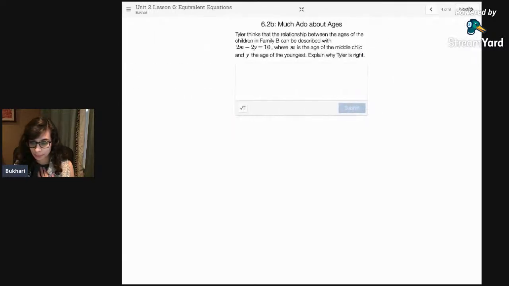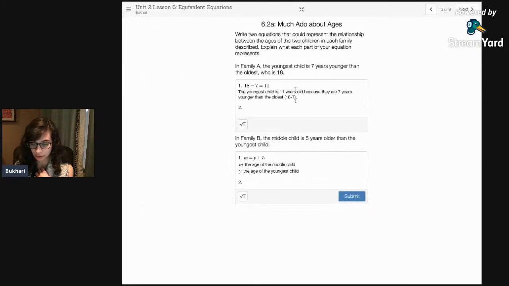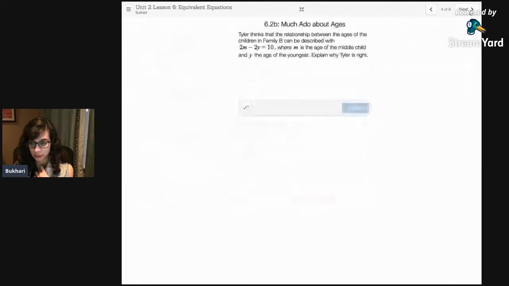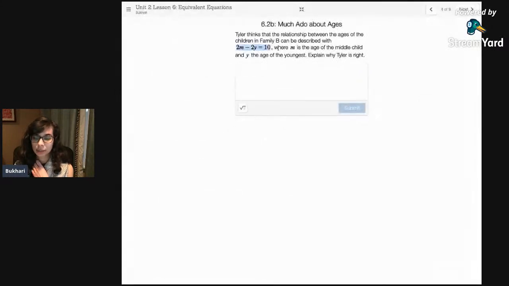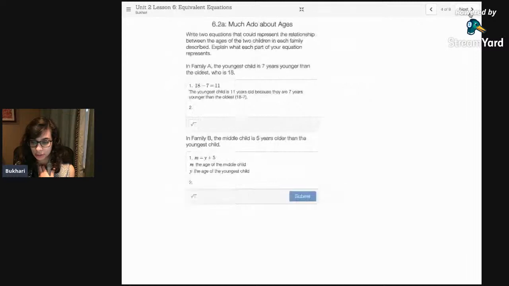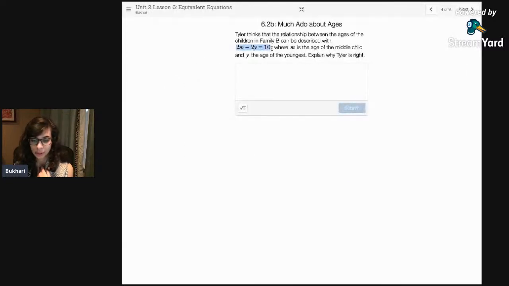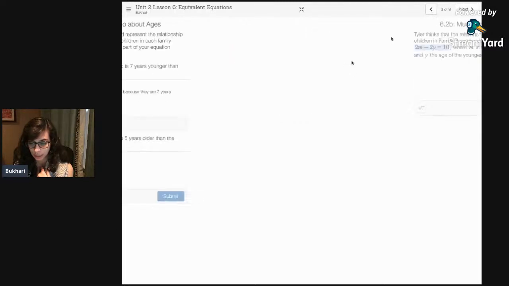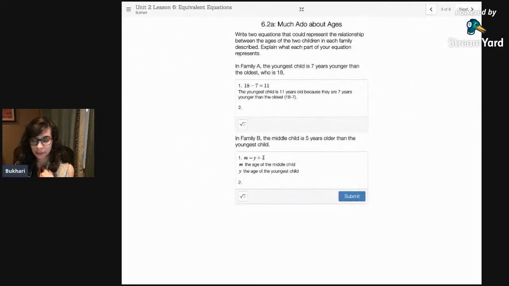And so then Tyler thinks the relationship between the ages of the children in family B, that I was talking about here, is described as 2m minus 2y is equal to 10, right? I took the variables from the previous one. You want to explain why this is true. Think about the structure of the equation that I had on the previous slide and the structure of the other equation that you're going to create for yourself. What do you see is similar here? We have 2m minus 2y equals 10, and I have m equals y plus 5.